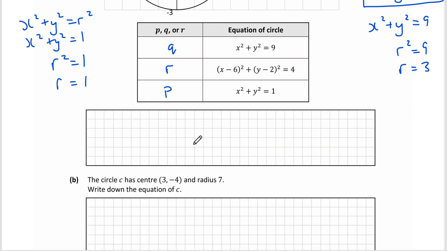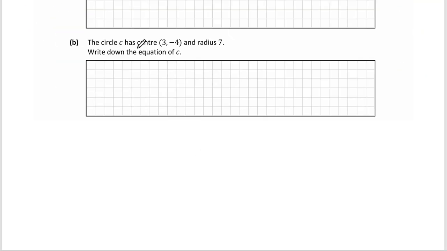Moving on, part number B. The circle C is centre 3, minus 4 and radius 7. Write down the equation of the circle. So that's h, that's k. You've got your formula x minus h to be squared plus y minus k to be squared is equal to r squared. Set it up.